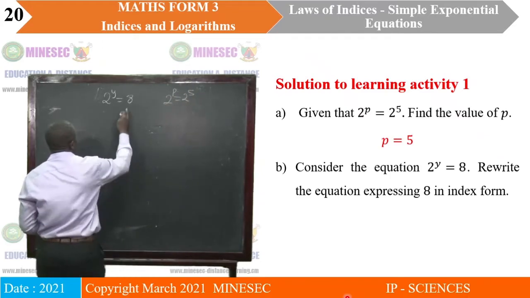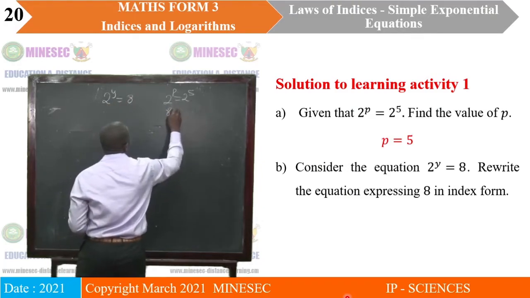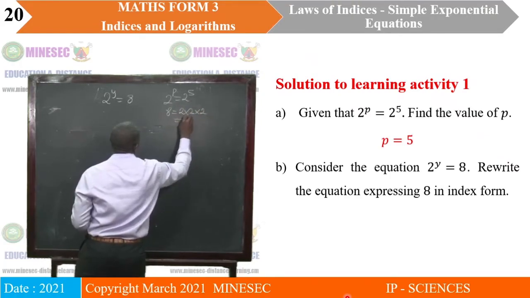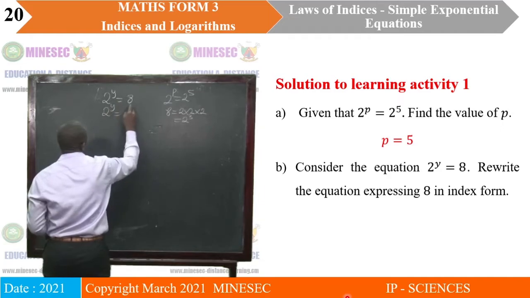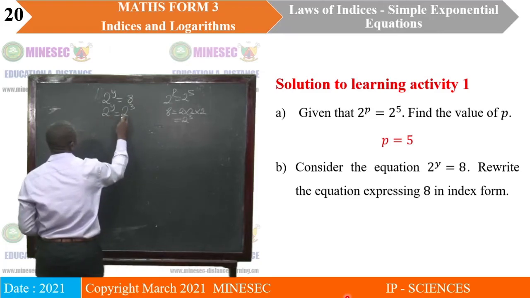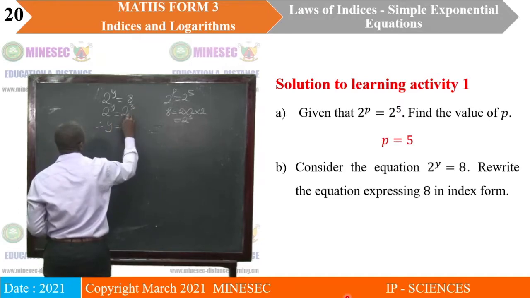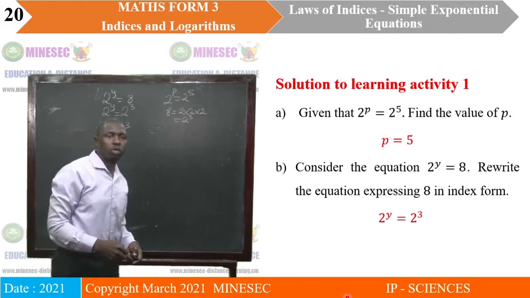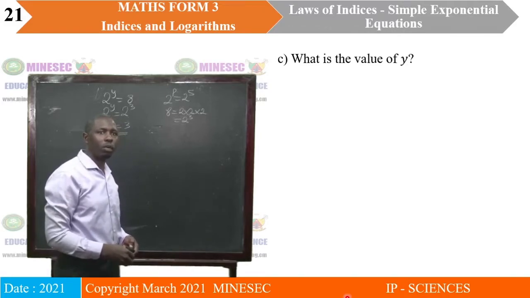The question we are asking ourselves, can we express 8 as a number with the base 2? If we take 8, we can write it as 2 times 2, which is 4, times 2, which will give us 8. That will be 2 raised to the power 3. So we can write 2 raised to the power y being equal to 2 raised to the power 3. And since the bases are the same on both sides, therefore, our y will also be equal to 3. That will be your result. So 2 to the power y is equal to 8, what is the value of y?